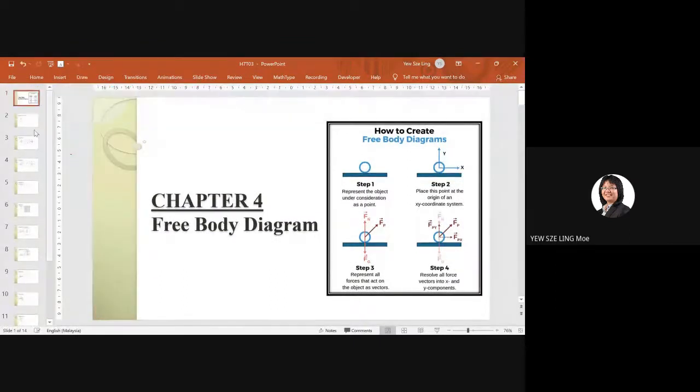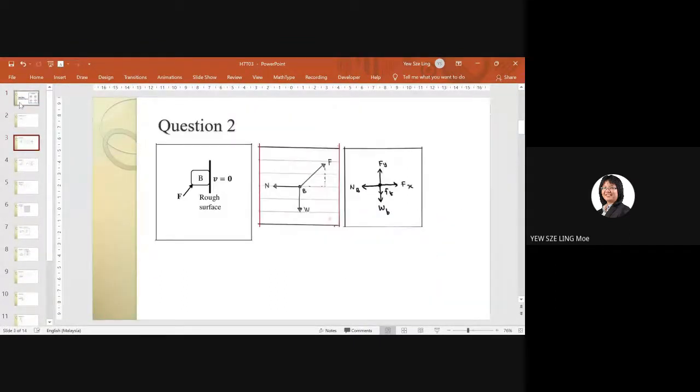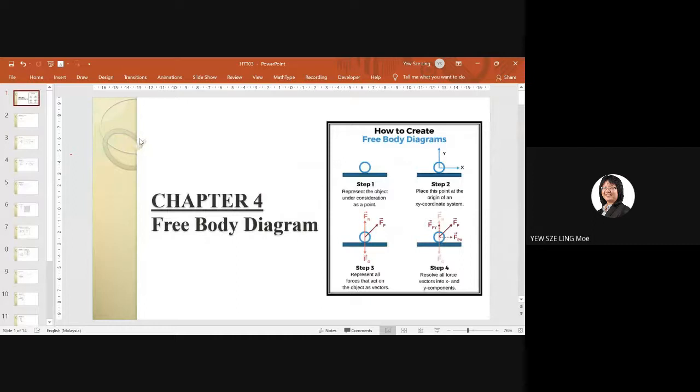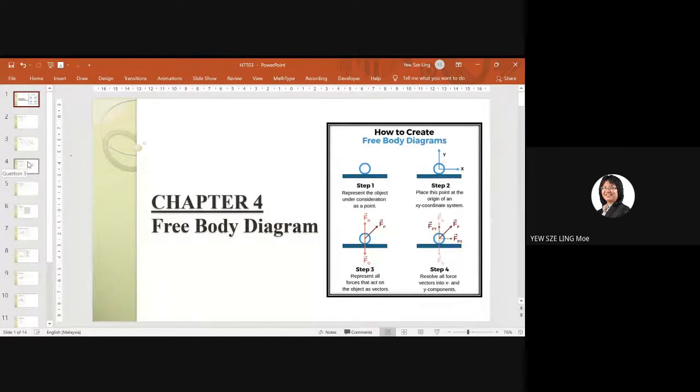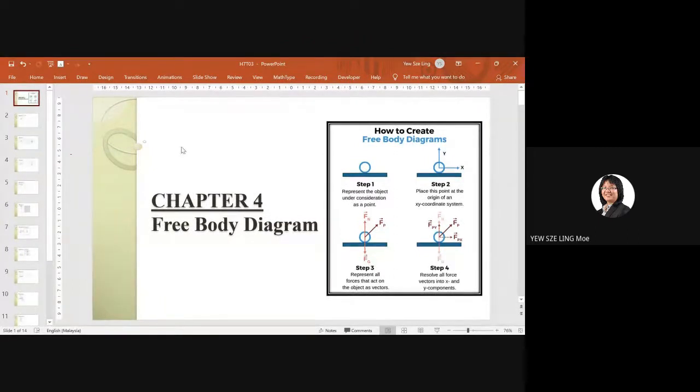Okay, so I've already taken a few examples here. We'll go through them. Don't copy the answers given in the PowerPoint yet, because the examples that I've chosen are the wrong ones, and I will tell you where the mistake is and how to correct it.